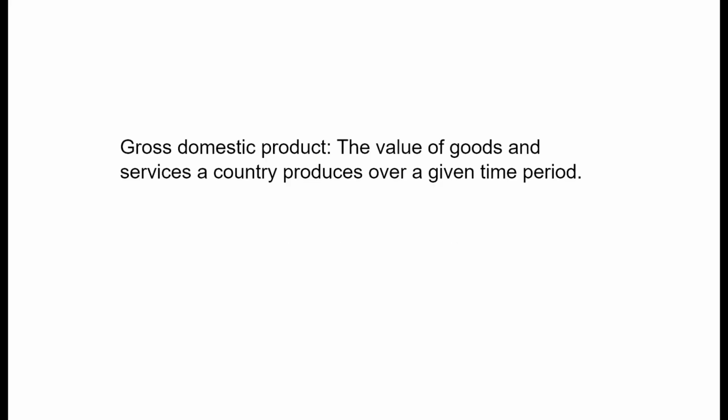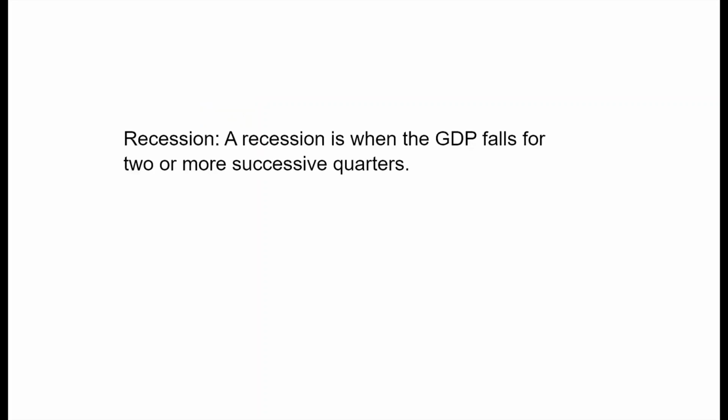In this video, we're going to be talking about gross domestic product and recessions. Gross domestic product, often shortened to GDP, is the value of goods and services a country produces over a given time period. Now, this is often compared in quarters. If two or more successive quarters decrease the GDP, so when the GDP falls for two or more quarters, we call this a recession.